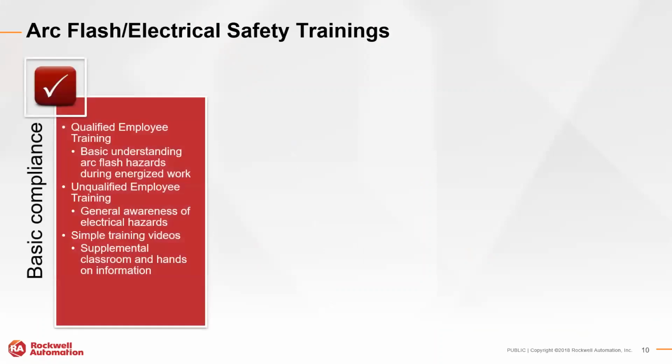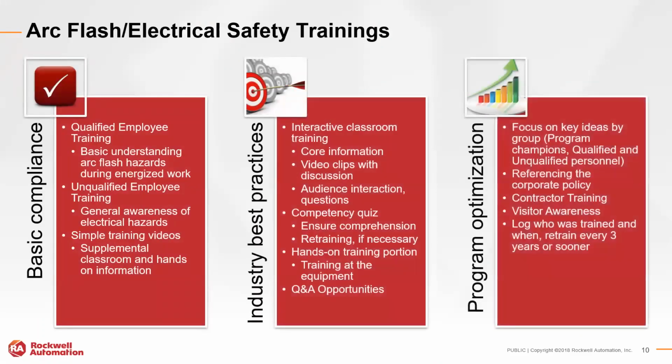So in terms of basic and best practices and program optimization from the training standpoint, basic compliance for training is really just to do it. So you need to make sure your qualified and unqualified employees are trained on arc flash. NFPA 70E requires the training be done at durations not to exceed 3 years. So for basic compliance, we're likely talking an in-person lecture type classroom scenario that's going to incorporate some videos to reinforce some content.